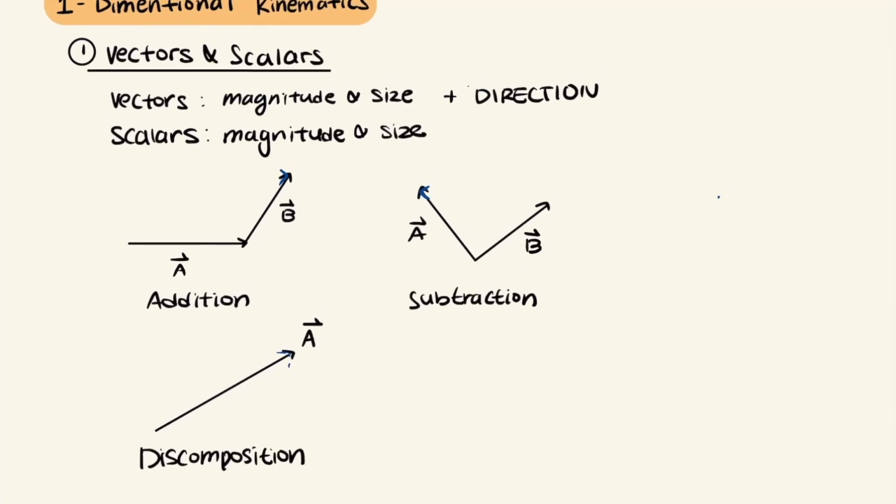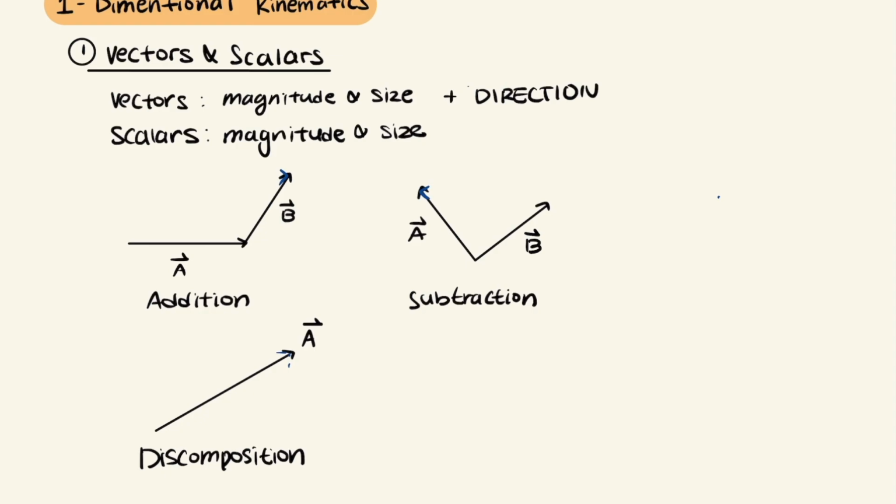So today we're going to go over the basic units of physics and one-dimensional and two-dimensional motion. Firstly, to start off, vectors and scalars are the basic units of physics. Vectors have magnitude and size as well as direction, while scalars only have magnitude and size.